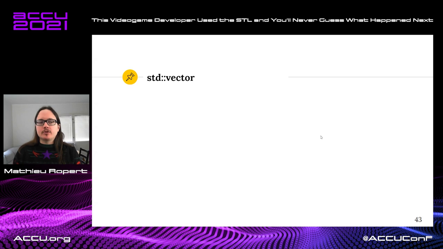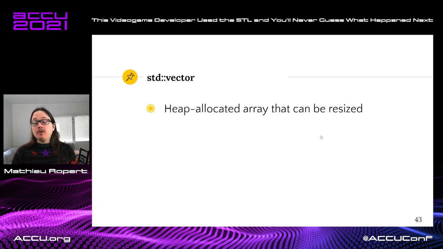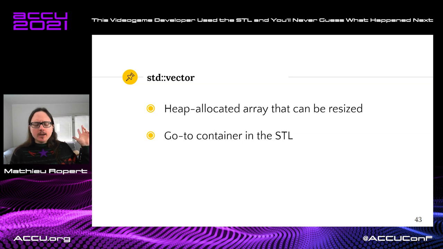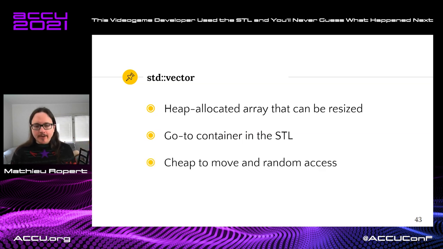So let's talk about vector first. Vector is probably the one everybody knows and the one everybody recommends. It's just a heap allocated array that you can resize. It's the go-to container of the STL. Like, if you don't want to think, use a vector. It's cheap to move because you're basically just carrying a pointer around. And it's also very cheap to do random access because you're just doing an offset plus a base address. And there you go. And it is as fast as it gets for iterating.